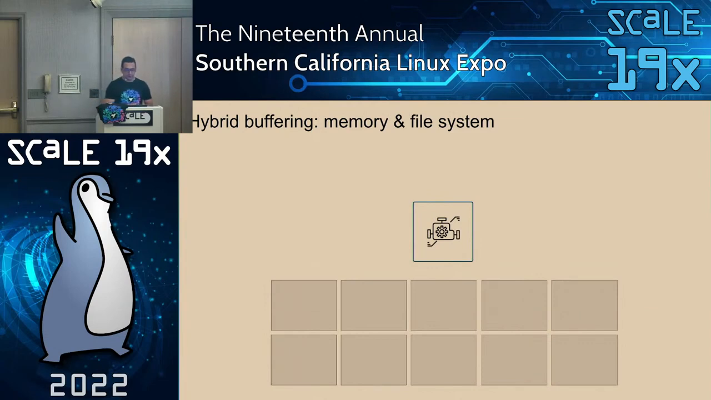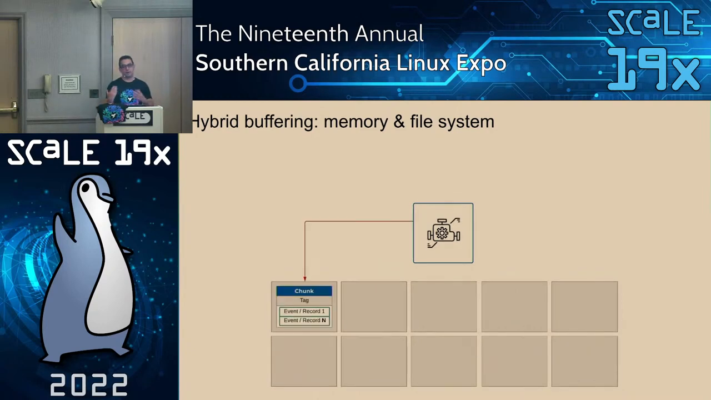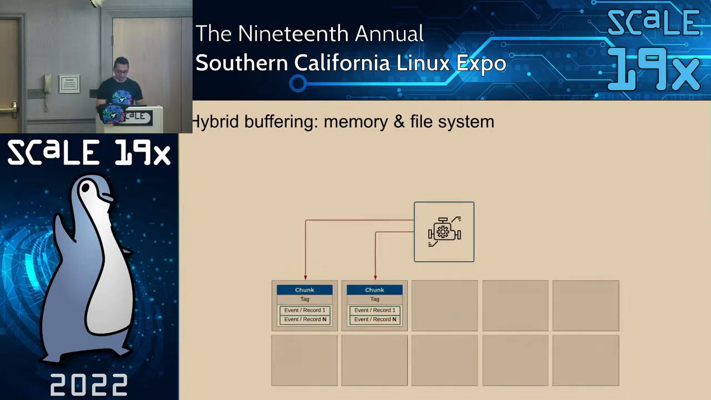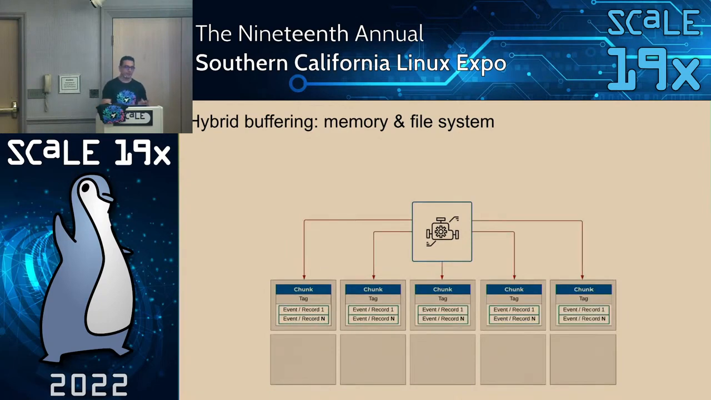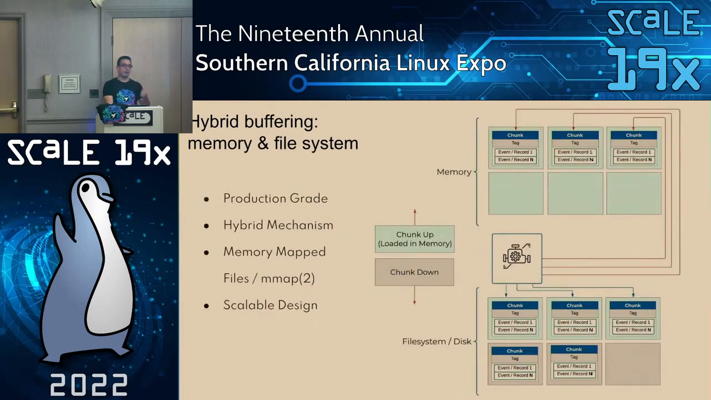One of the solutions for this problem is a hybrid buffering mechanism where we use memory and file system at the same time. We make the engine write these chunks to disk, but the good thing is that it's not like a normal I/O operation with read or write system calls. We manage all of this with memory-mapped files, so we get a memory representation of the file where we write to memory, and the kernel makes sure to synchronize the changes to disk.